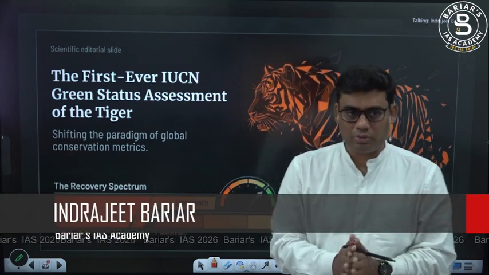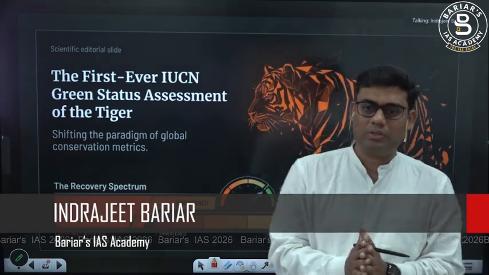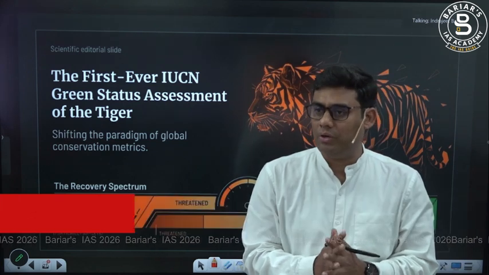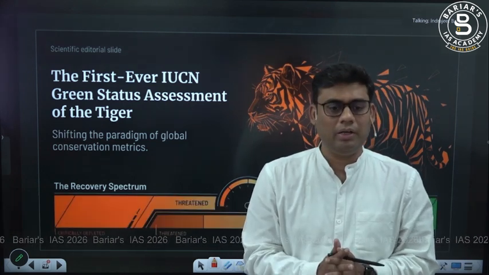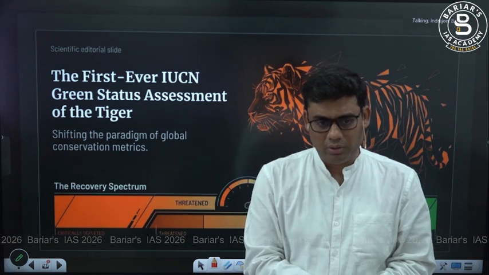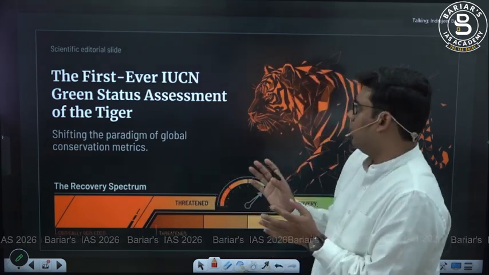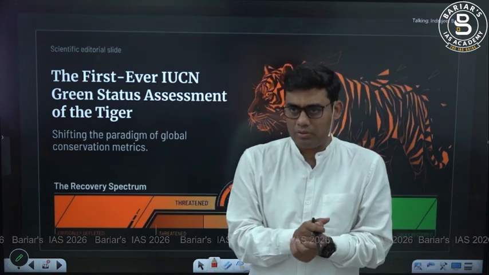IUCN Green Status of Species. The IUCN Green Status of Species was launched in 2012 and later has been integrated with the IUCN Red List from 2020 onwards. The first idea: what is this green status of species?